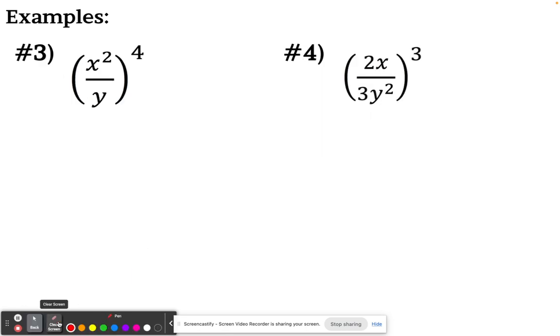Let's do a couple more. I have a power to a power. So 2 times 4 will give me x to the 8th power. I have my invisible 1 there. 1 times 4 will give me y to the 4th power.